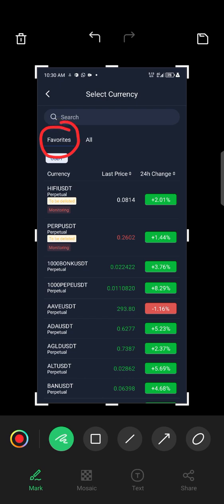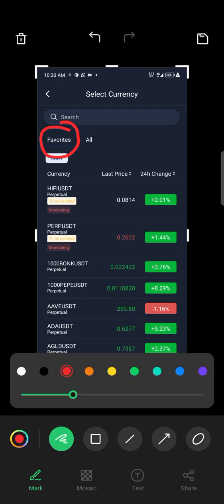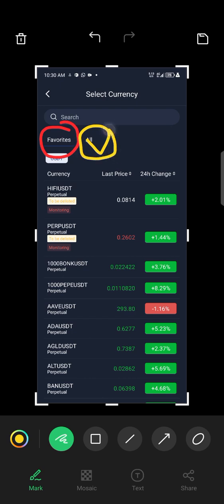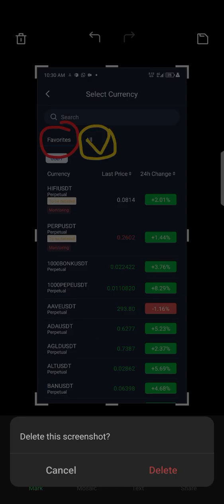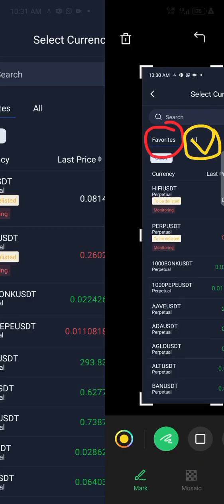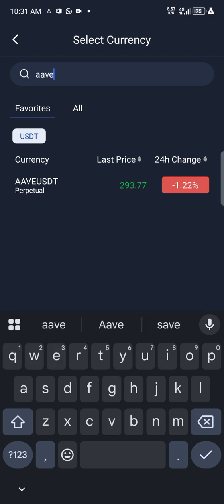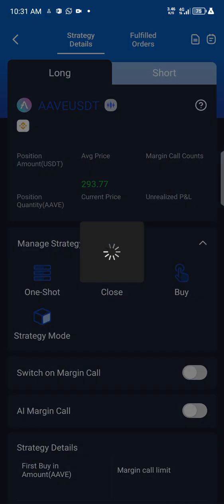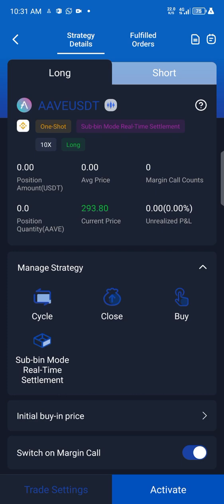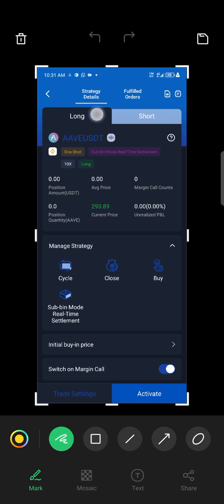If you have not traded it before, then you have to select all. Once you select all, it will give you all the types of coins on the market, and then you can trade it. So I'll go to all, then I'll search for AAVE USDT. It will give me this one. Once it comes like this, because in the signal it says that I should long, I have to make sure that the first thing on default is on long already.